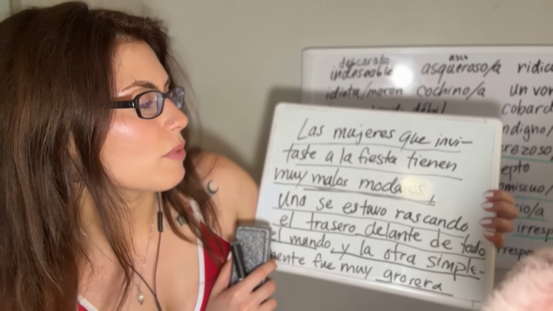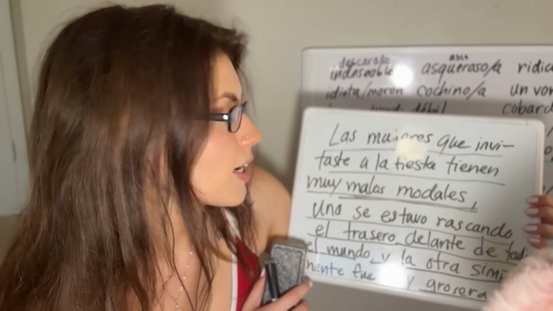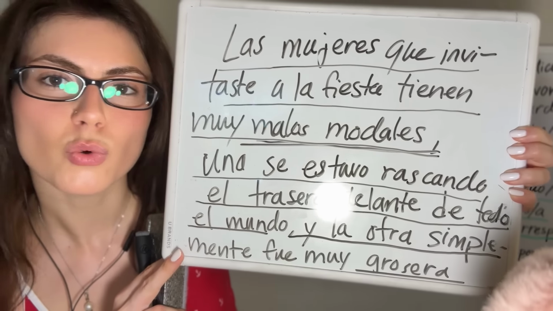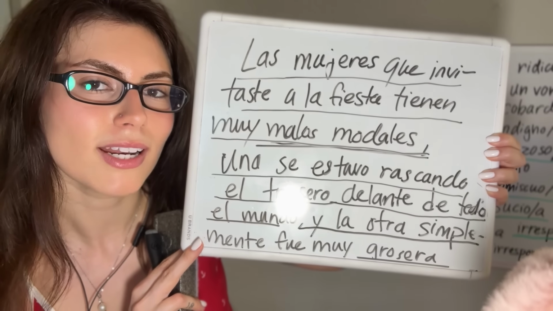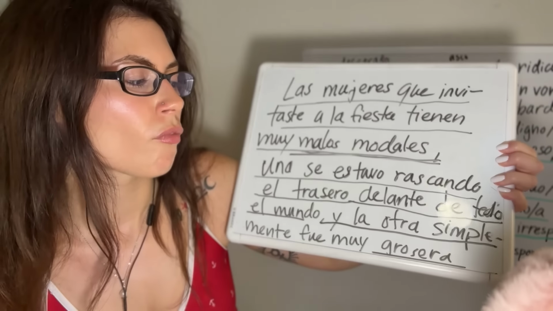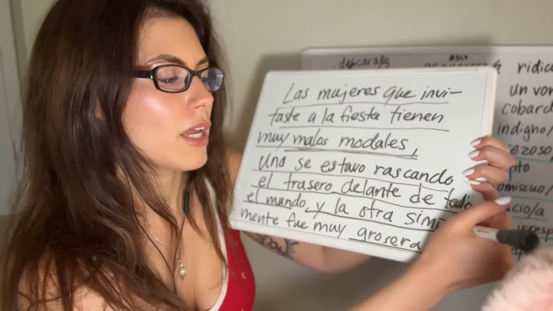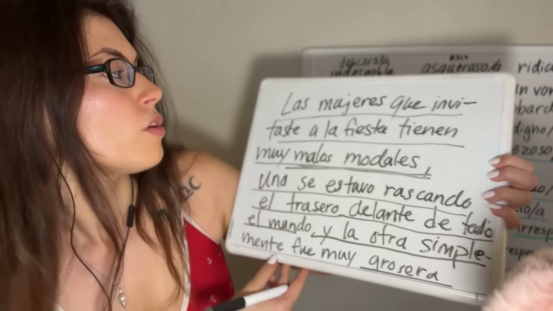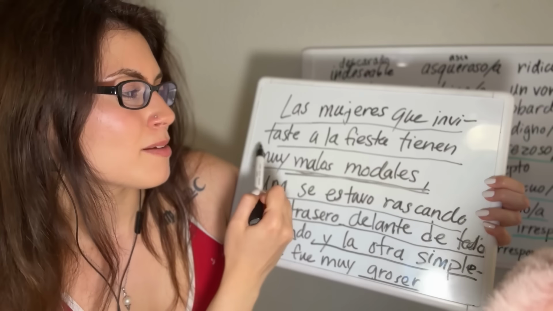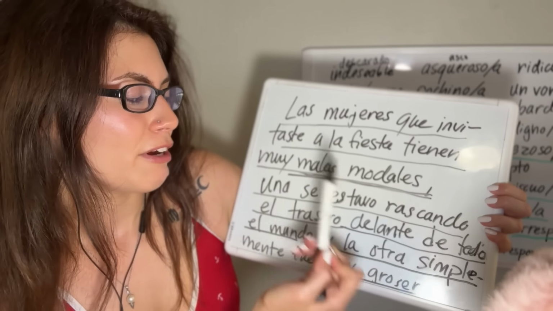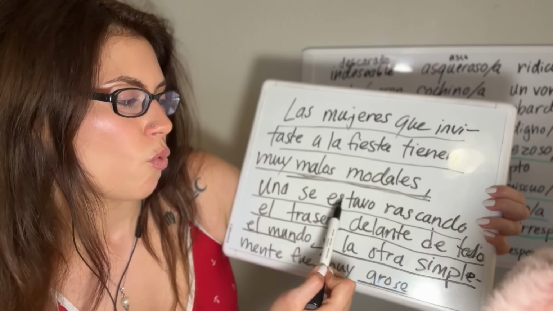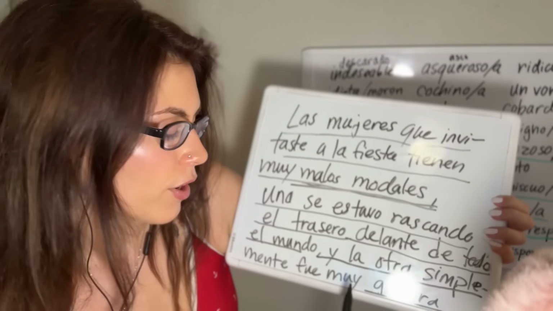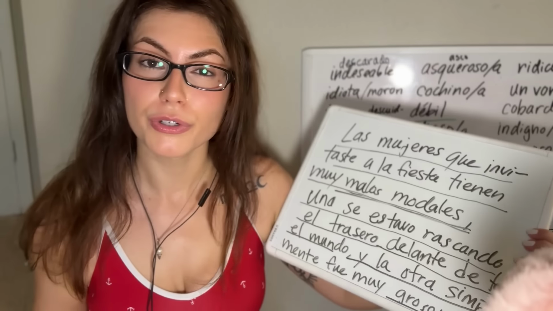Las mujeres que invitaste a la fiesta tienen muy malos modales. Una se estuvo rascando el trasero delante de todo el mundo y la otra simplemente fue muy grosera. So the women that you invited to the party have very bad manners. One of them was scratching her behind in front of everyone, and the other one was simply very rude.